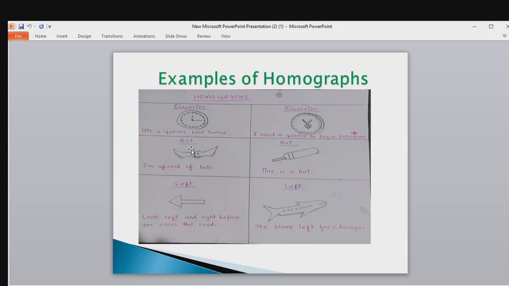Then bat. Bat can be an animal. Bat can be the instrument with which you play ball. I'm afraid of bats. This is a bat. So their pronunciation is the same, they have similar spellings as well, but their meanings will be different. Left. Look left and right before you cross the road. Left in the sense you are telling the direction. Then left, which means leaving for some other place. The plane left for Chicago.